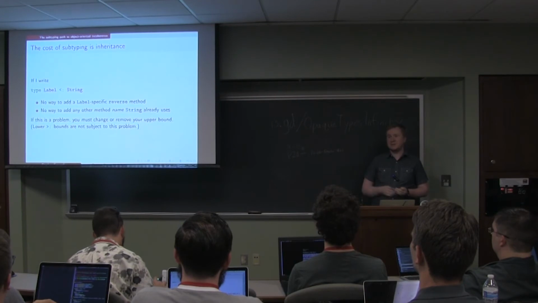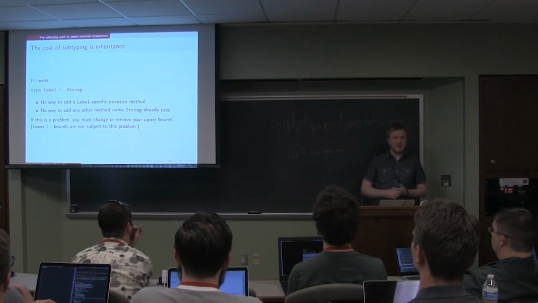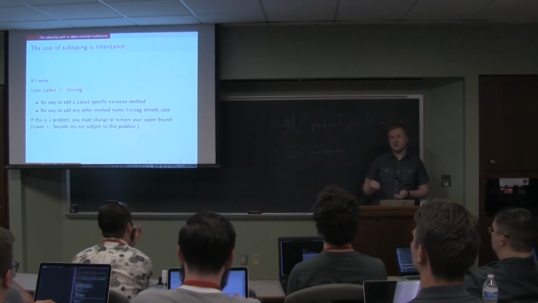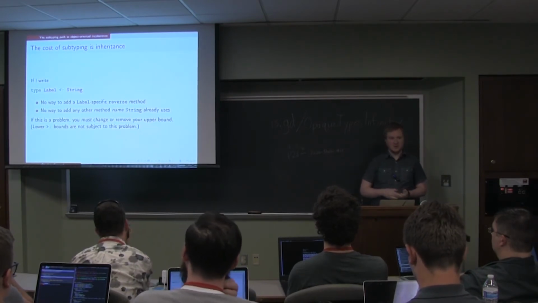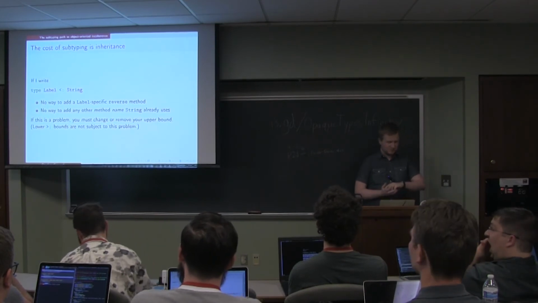If you add an upper bound, it might seem convenient, but you know what? Now you've cut yourself off from a lot of the method namespace. If you don't want this to happen, your only choice is to get rid of translucency. There's no way to fix it with an implicit conversion.